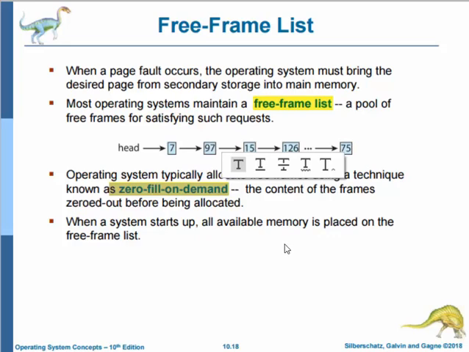Now when a system starts up, all the available memory is placed on the free frame list, and as the free frames are requested, the size of the free frame list shrinks, and at some point the list either falls to 0 or falls below a certain threshold, at which point it must be repopulated.